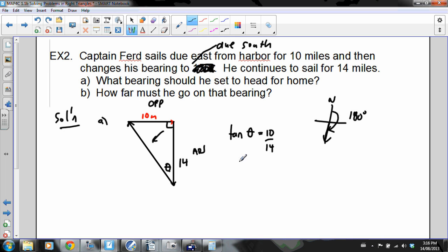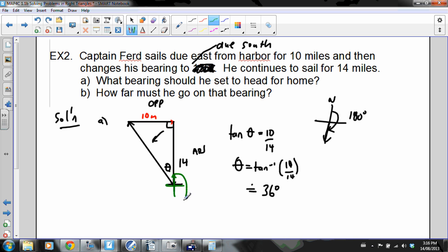Opposite 10, adjacent 14, and now I'm going to do the inverse tan of that. Again, I'm going to try and do this in one step to save a little time and effort. Pound that into a calculator. The inverse tan of 10 divided by 14 is around 36 degrees. So this angle is 36 degrees, but what's the bearing? Remember, if we set up the little north, east, south, west thing, there's straight north. If we headed back north, that would be 0.